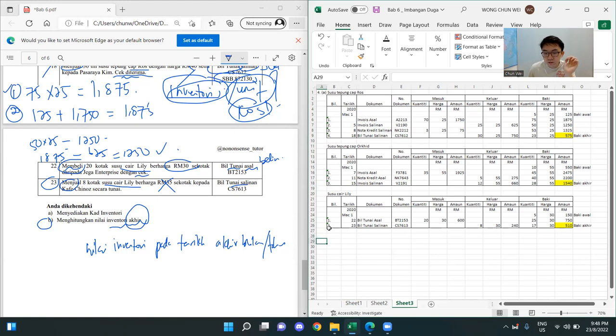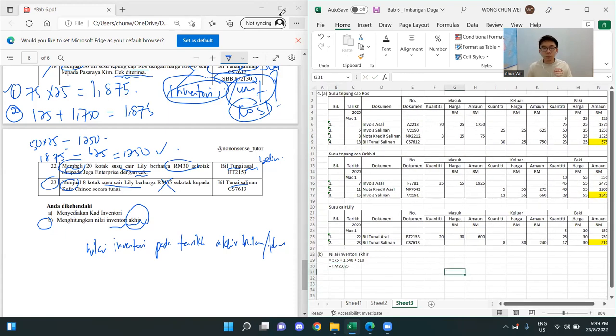So here what we can do is nilai inventory AQ equals to 575 plus 1540 plus 510. So you add up all the inventory AQ for each product, setiap product, and then you will get the jumlah nilai inventory. So 575 tambah 1540 tambah 510, and you get RM 2625. Boom. This is our answer. Do you guys get it? Is it clear? If yes, you give me a C in the chat box again.